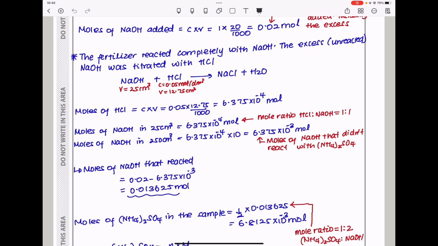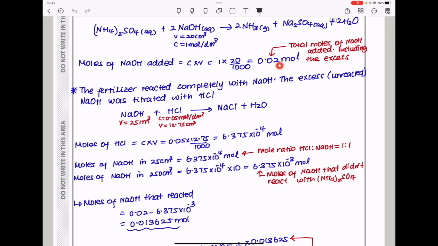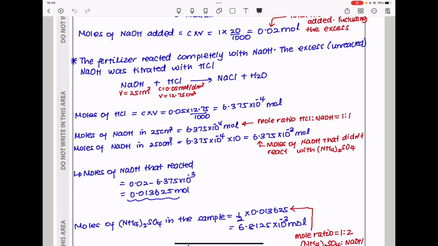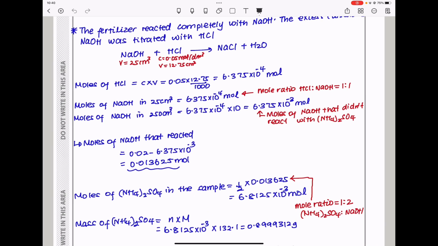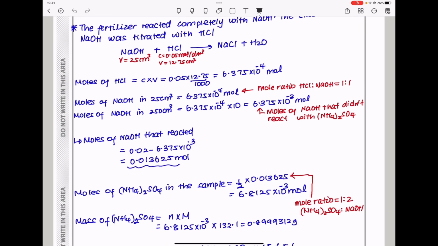So the number of moles of sodium hydroxide that reacted should be the total moles of sodium hydroxide that were put initially minus the moles that were left, or the excess moles, and I got this as the number of moles. The moles of the ammonium sulfate in the sample should be, of course, half of the number of moles of sodium hydroxide that reacted. So it should be 1/2 times that, which gave me this.